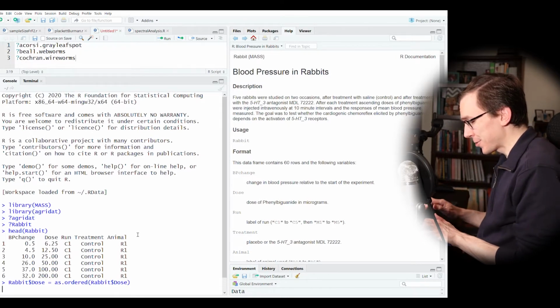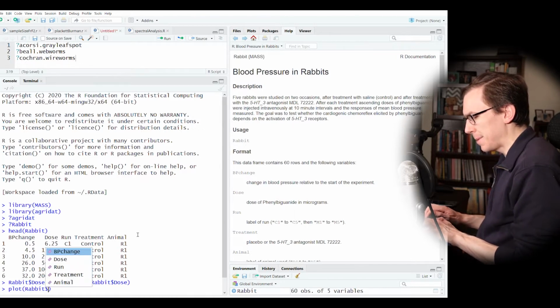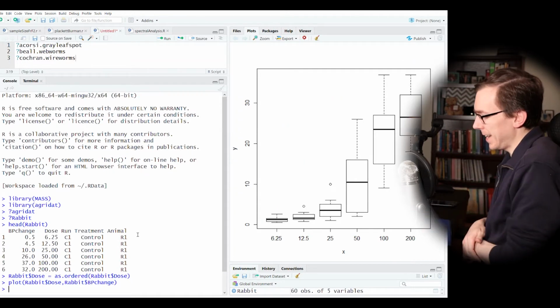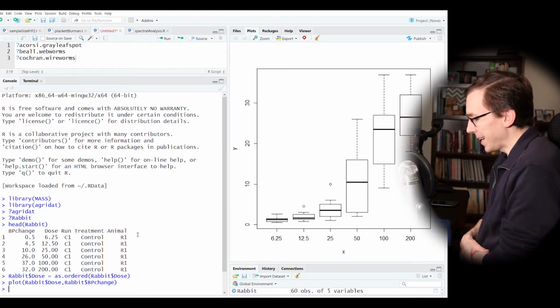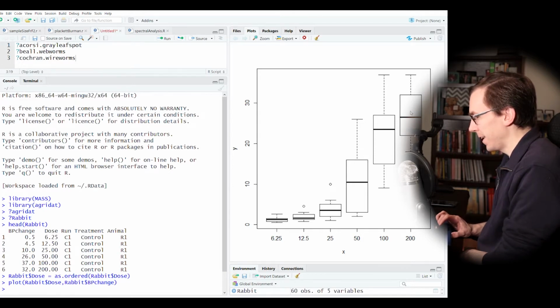And we're going to point out that this is an ordinal factor, though for our purposes today, it won't really matter too much. Because what I want to do is plot the rabbit data here, the dose on the horizontal axis, and create box plots for the response variable BP change. So when we stare at that, there's one thing we note right away. The variance is definitely not homogeneous. We see extremely low variances when we have low doses, very big variances when we have higher doses.